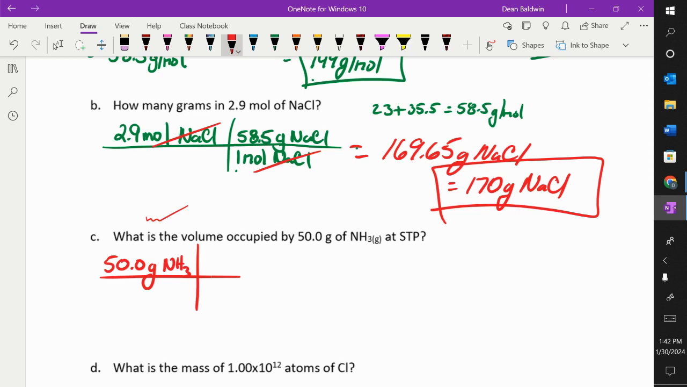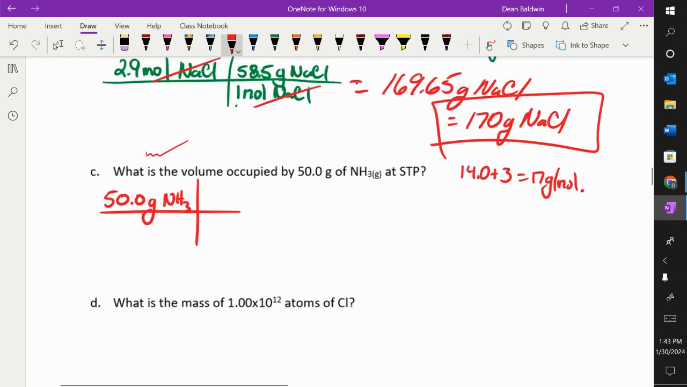What does nitrogen weigh? Nitrogen is 14. Hydrogen is 1, and there are 3 of them. So it has a molar mass of 17 grams. Now, remember, you can write this either way. I can have moles up top and 17 on the bottom, or 17 up top and moles on the bottom. I need grams to cancel. So what do I want in the denominator? Grams. So I'm going to write 17.0 grams is 1 mole.